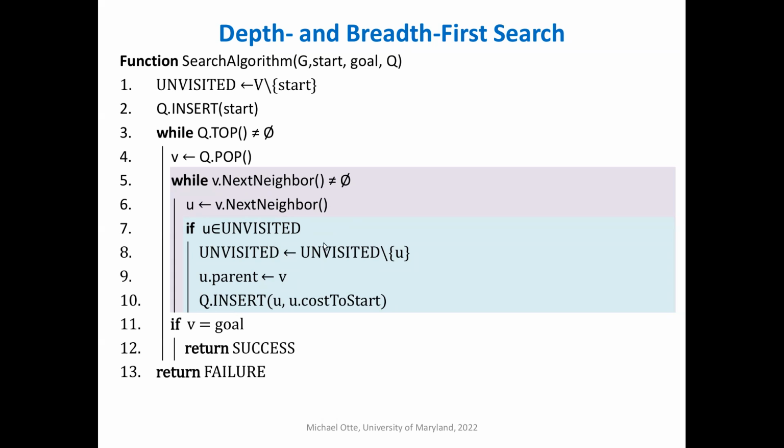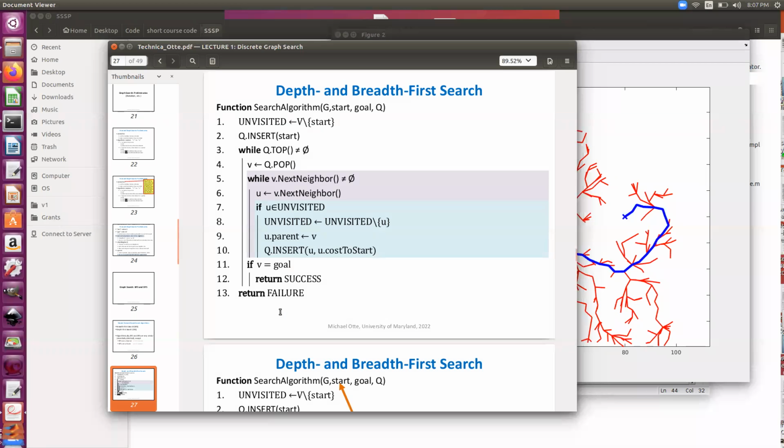And then we also mark who the parent was, that we're the parent, I guess, for all the neighbors that we're discovering. If we happen to find the goal, then we're good, we return success. And if we don't find the goal after the queue has been completely exhausted, that means we can't get there. So we return failure. Okay, now knowing what you know, let's watch those two algorithms again.